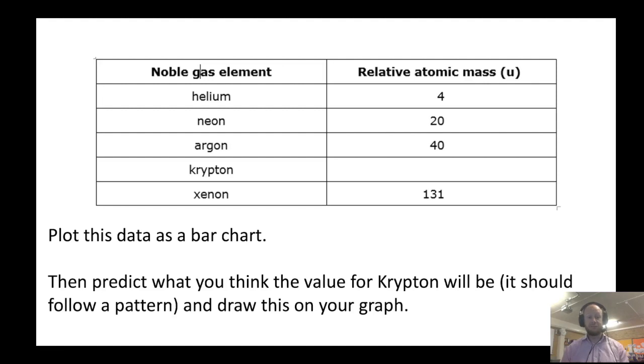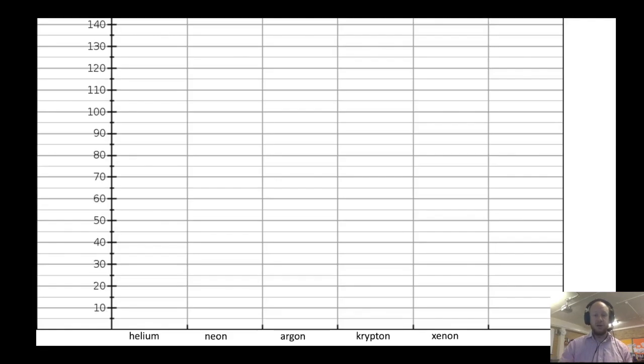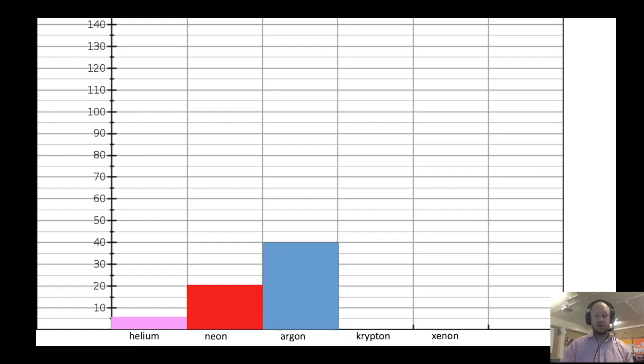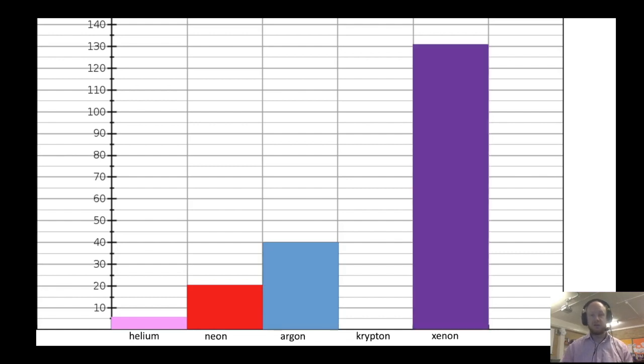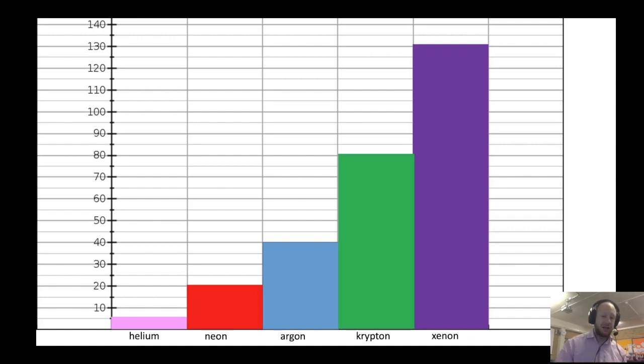emerges from this information. If we plot this data as a bar chart, which I'm just going to do now for you, we'll have helium over here, neon will be up here, argon is here, and then xenon ends up here at 130. You can see that there's a very clear pattern, and that they increase by about the same amount each time. So if I want to predict what the atomic mass of krypton would be, it would be somewhere in between argon and xenon. There's a real clear pattern of what's going on. In actuality, the mass of krypton is here at about 81 or so.